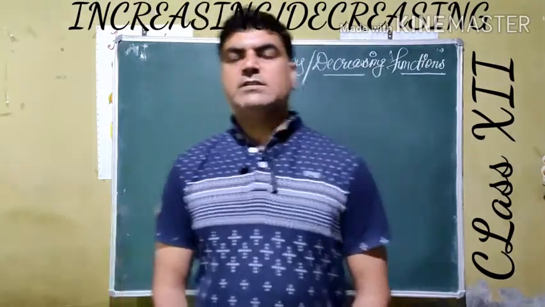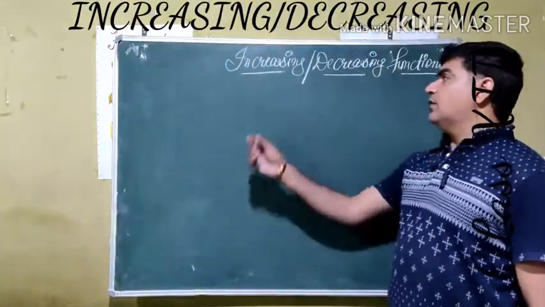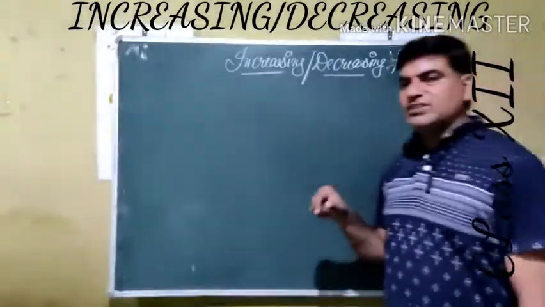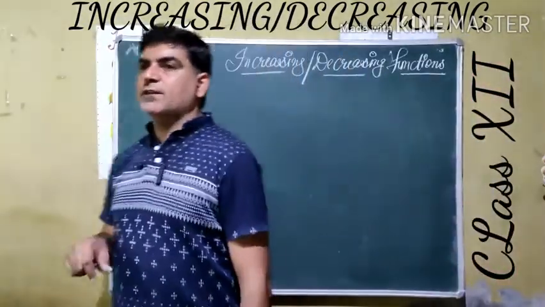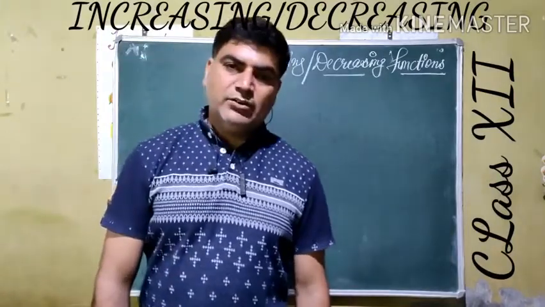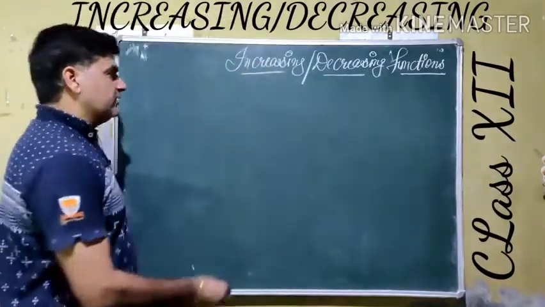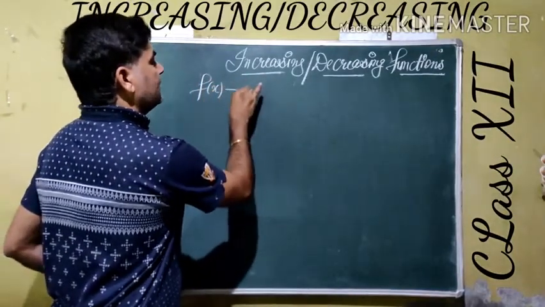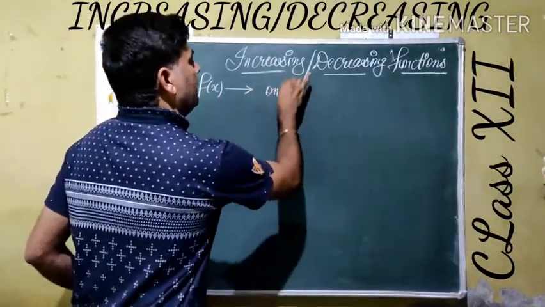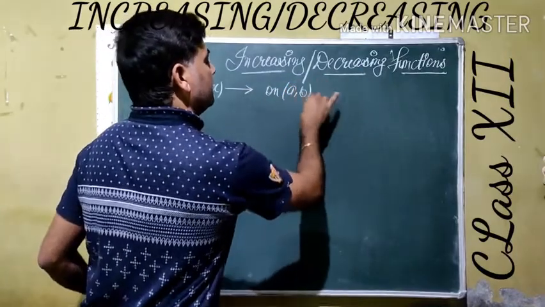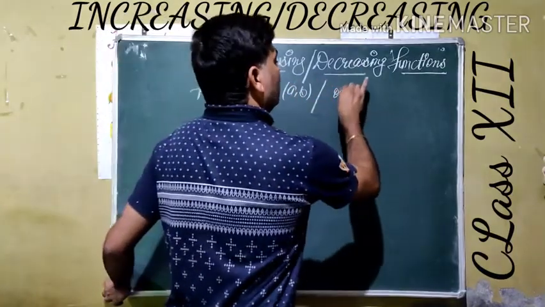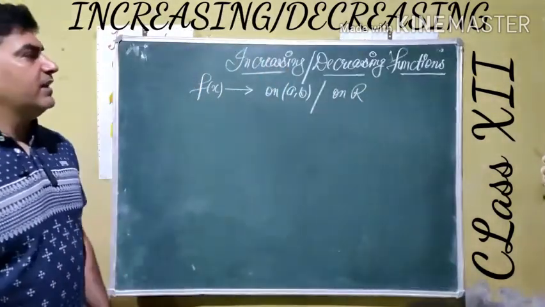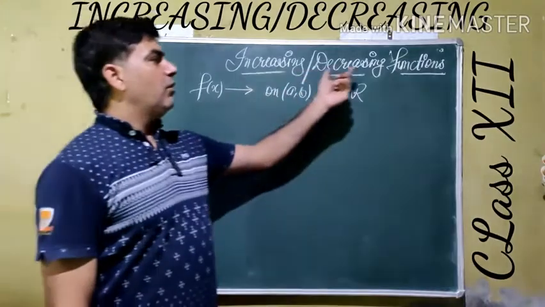Today we are going to discuss the class 12 topic of application of derivative, increasing or decreasing function. How can we check whether a function is increasing or decreasing? When a function is given, there are two types of rules. First of all, we are going to discuss when a function f(x) is given on an interval, or on any set of numbers, how can we identify whether the given function is increasing or decreasing?